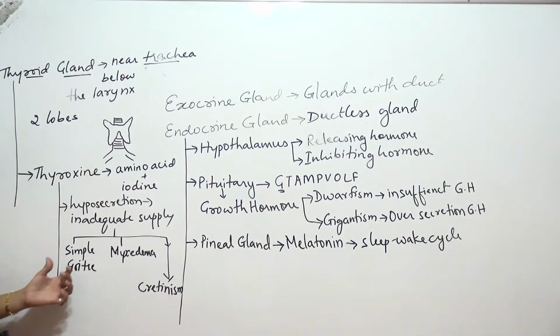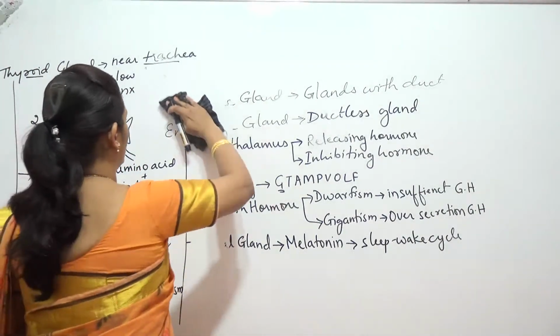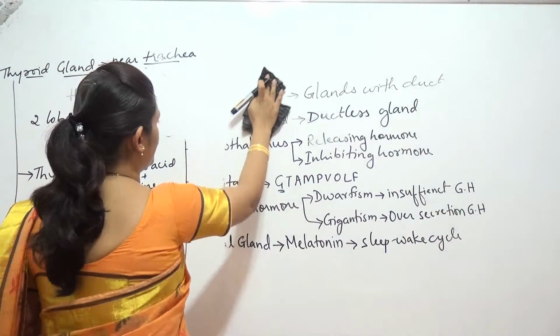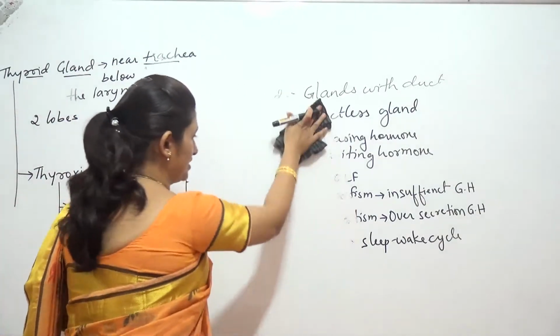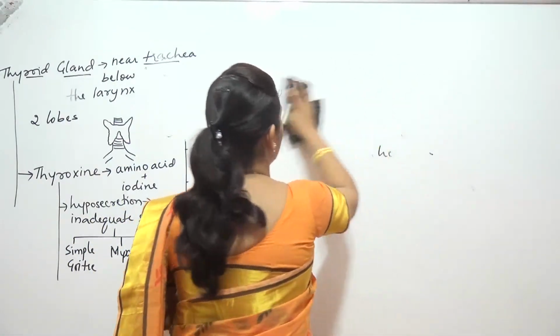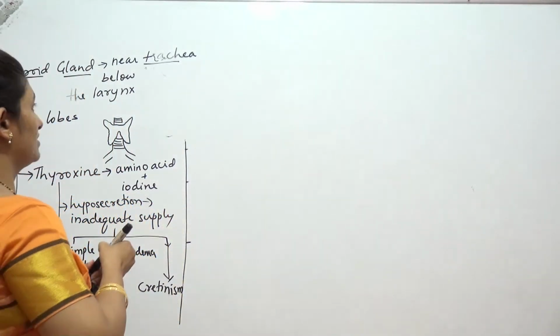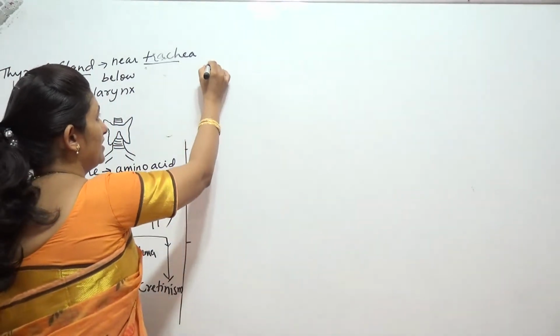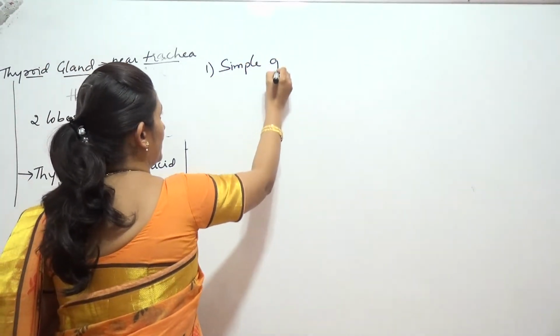Now, let us see in detail one by one. What are the symptoms, or how can we know that a person is suffering from simple goiter or myxedema or cretinism? Here, we come across the very first part, that is simple goiter. The first one, let us take up the simple goiter.